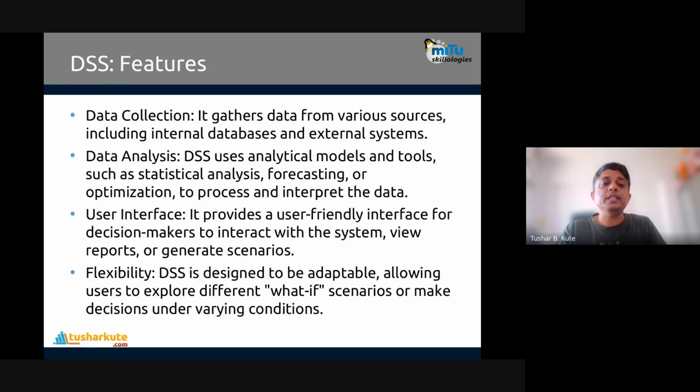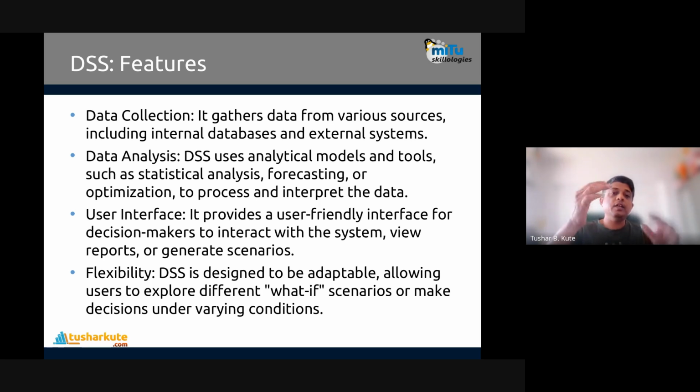Here in DSS, just like I mentioned in the previous example, what exactly does it contain? Definitely decisions are taken on the data which we require as input to it. So data is collected first of all from various sources. We have internal databases where data is collected autonomously, or we can have external data sources also from which data is taken out. That is data collection methods. Then we have data analysis methods, analytical models. They use analytical models and tools such as statistical analysis, forecasting methods like time series analysis, or optimization tools like linear programming to process and interpret the respective data. That is, data analysis techniques.